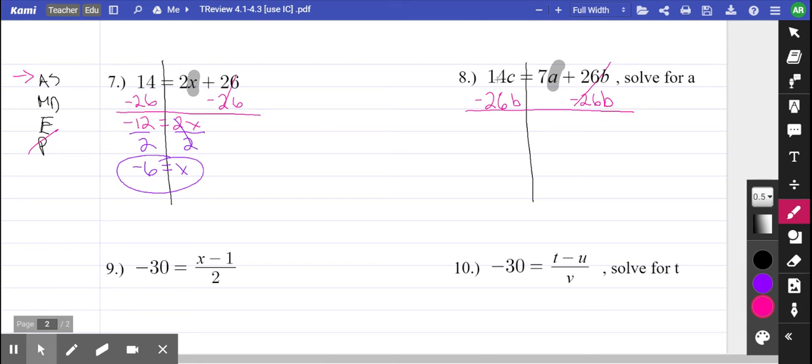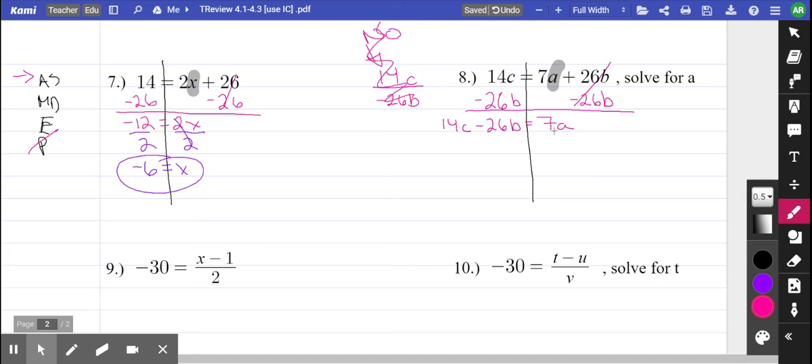This leaves us with, well, we have 14c minus 26b. Write it how you say it. 14c minus 26b. And we are left with equals 7a. Again, we didn't divide, so we're not going to write this as 14c over negative 26b. No, no, no. Okay, write it how you say it.